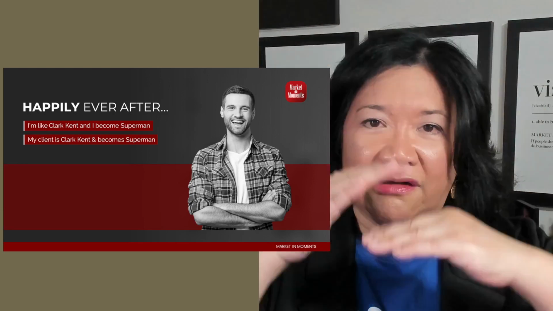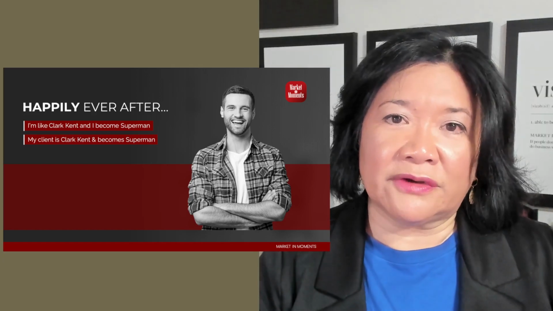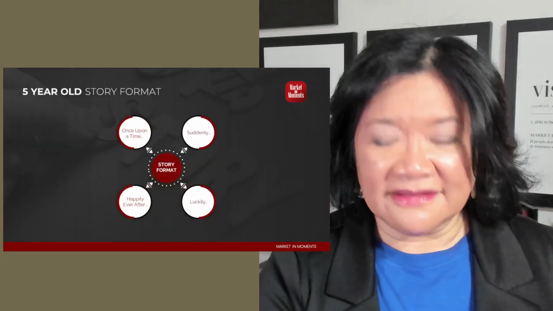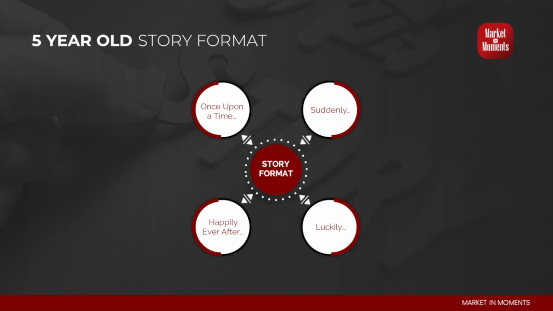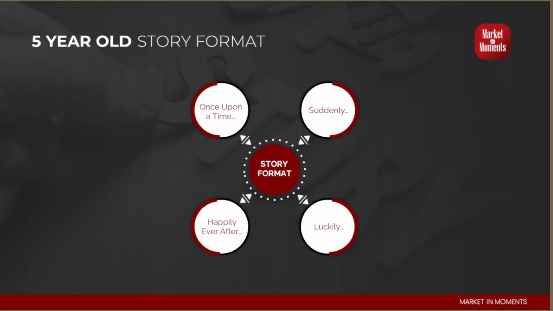Because a lot of times we know this much about our business, but it's hard. The challenge for us is to get it in bite-sized form that really means something to the other person listening. And we can do that with a 5-year-old storyline, which is once upon a time, suddenly, luckily, and happily ever after. I encourage you to do this with all of your stories, except of course you don't say "once upon a time" out loud. You just think it, just like I did and modeled for you.